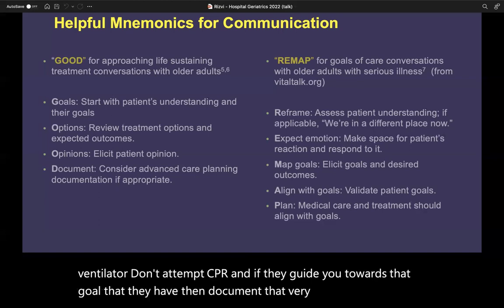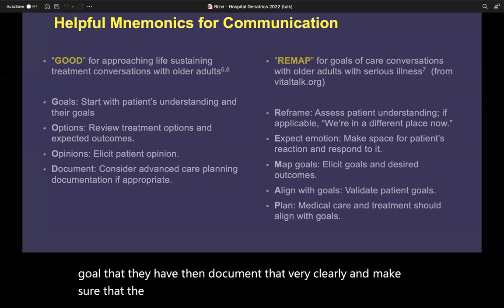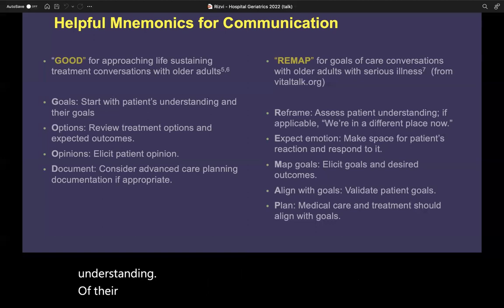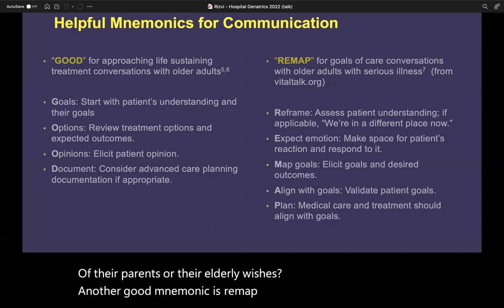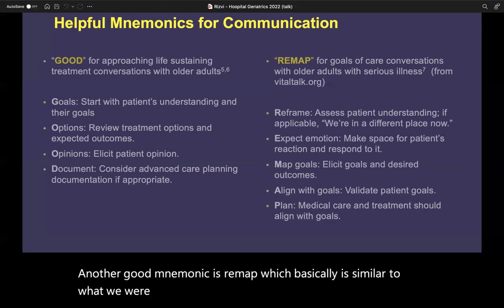and make sure that the family and the loved ones have a good understanding of their parents' or their elderly's wishes. Another good mnemonic is REMAP, which basically is similar to what we were just talking about in GOOD.